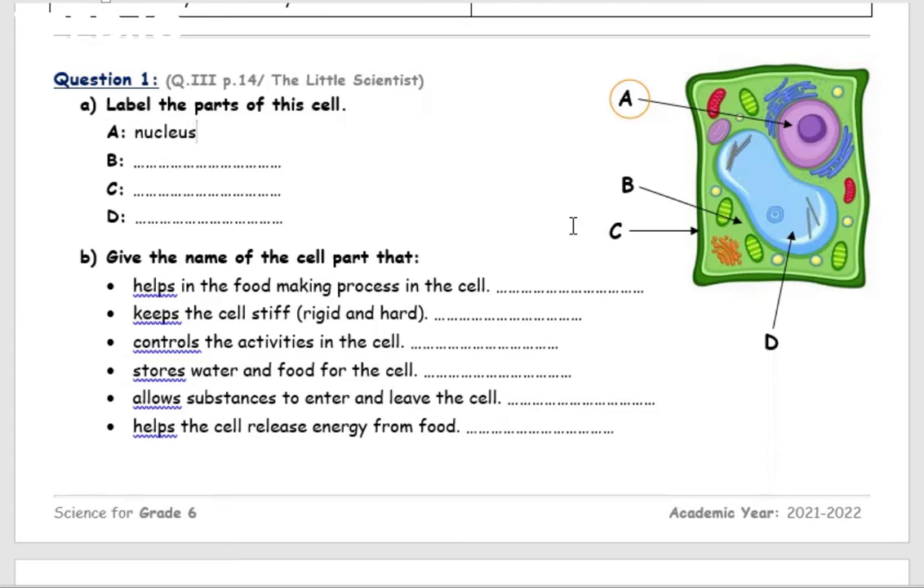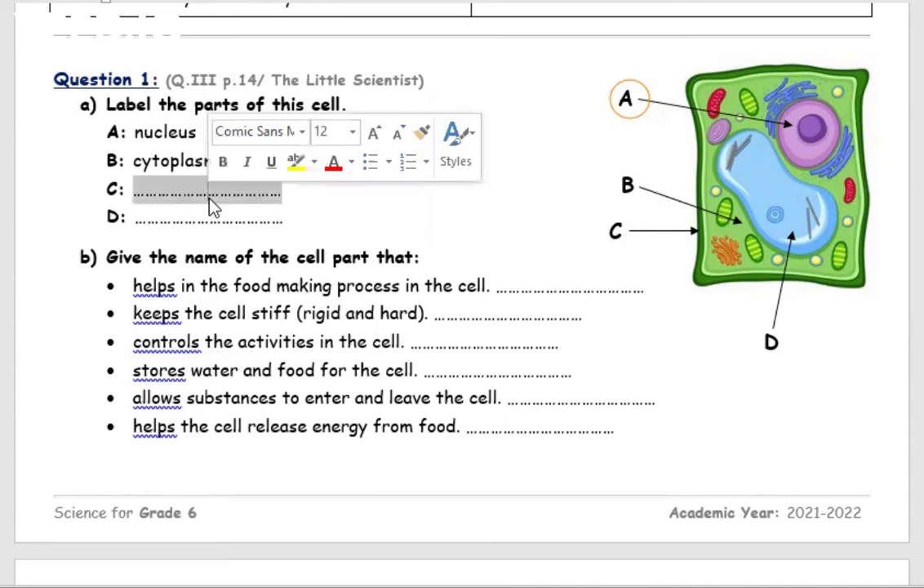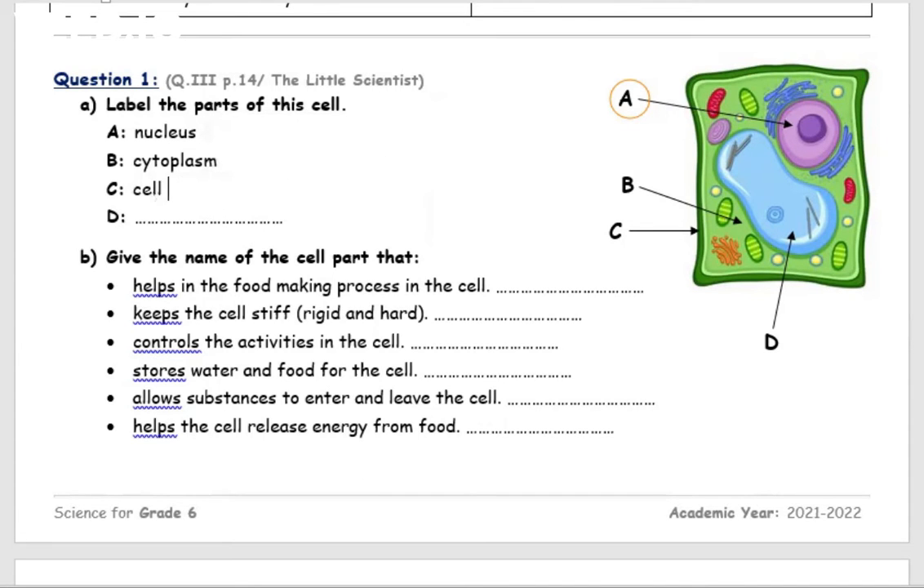B is the gel-like structure colored in clear green. And this structure holds all the organelles. So this is the cytoplasm. C, as I just mentioned, is the cell wall of the cell. And D is the large vacuole of a plant cell.